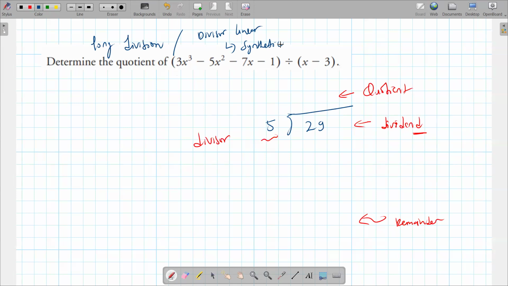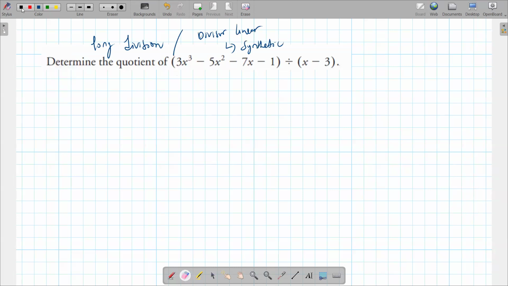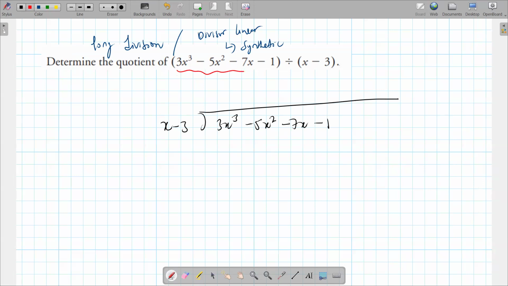All right, so let's begin with the question that we have at hand. Determine the quotient when this polynomial is divided by x minus 3. So again, your divisor is going to be outside. Your dividend is going to be inside. And here, when you're setting this up, you have to be careful. All the x's have to be accounted for. So let's say 5x squared was missing, and you jump from 3x cubed to 7x. Notice how you're missing the x squared term.